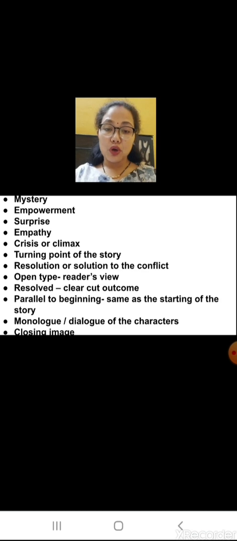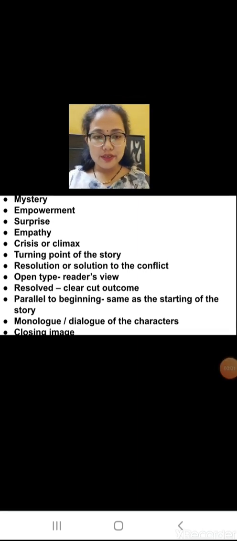Twentieth, monologue, dialogue of the characters. And twenty-first, closing image. So children, these were the main key elements that I have described to you. These key elements are very important and you have to keep all these key elements in your mind while writing a story. You can even copy down these key elements in your rough notebook so that it will help you further while writing the story. Now let us have a look at an example of story writing.